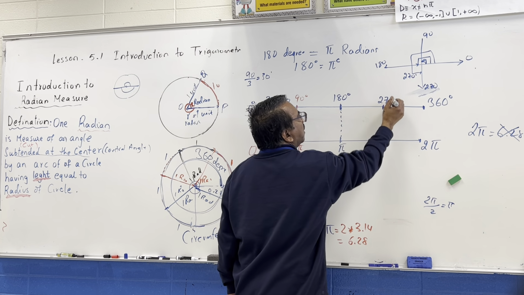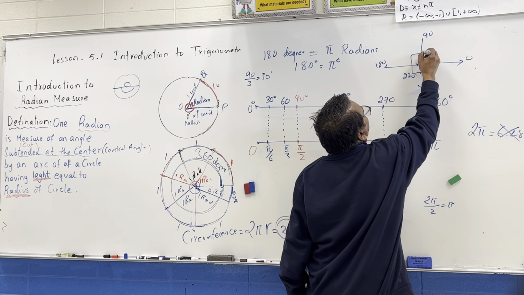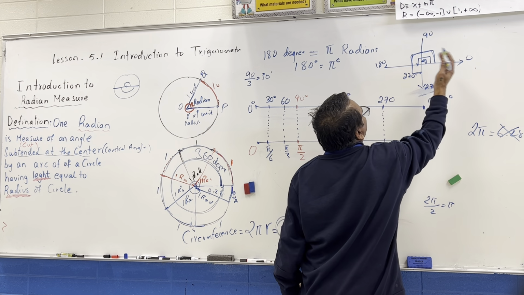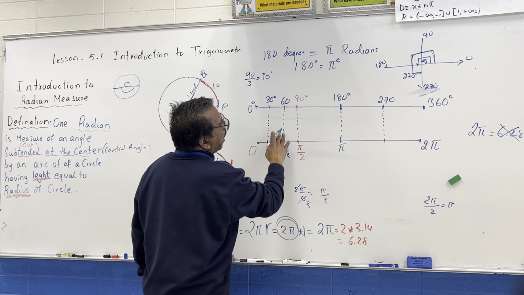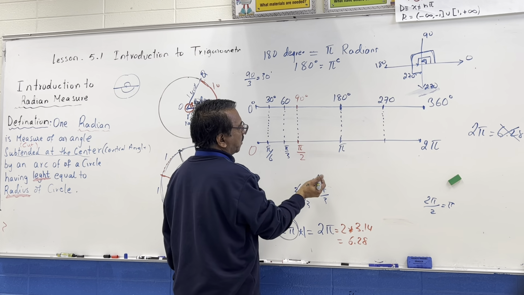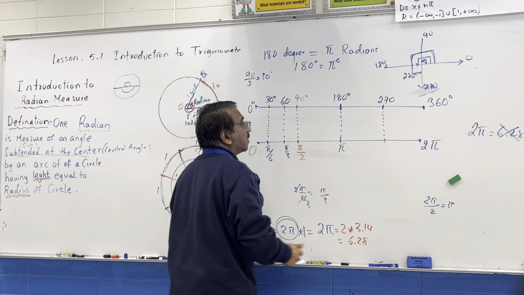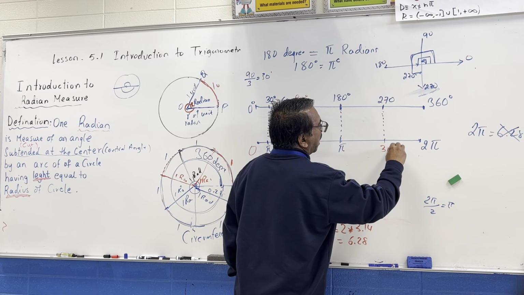So 270, you can see there is 90, another 90, another 90. So 3 90s. That means this pi by 2 is 3 times. So this red color pi by 2, I can use and say, hey, that's 3 pi by 2.